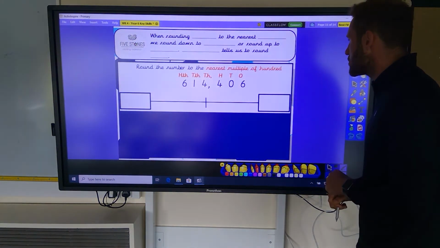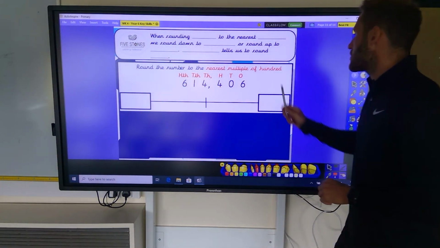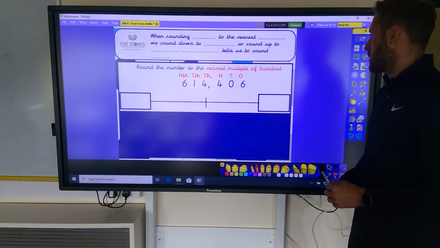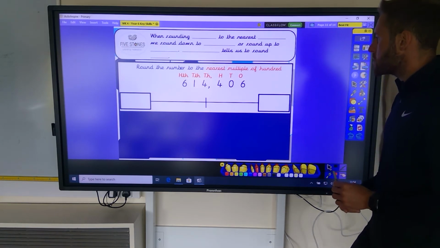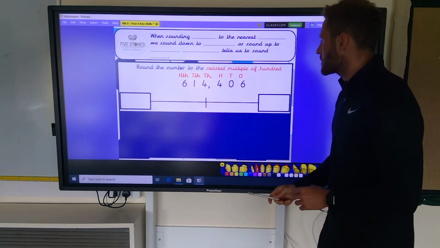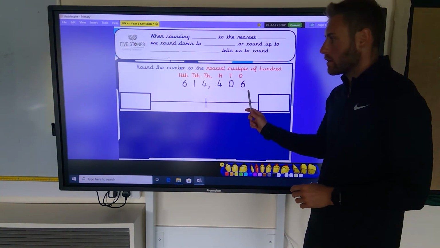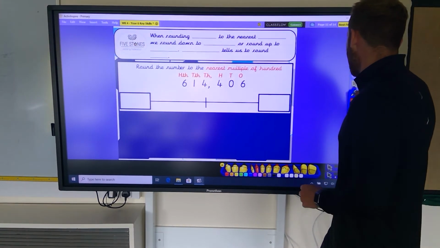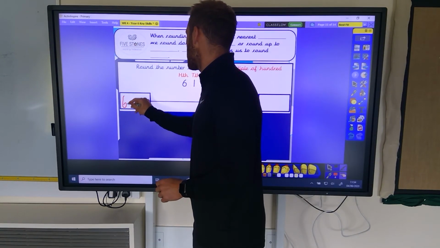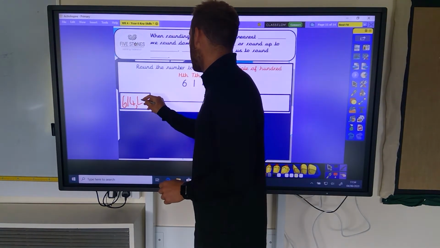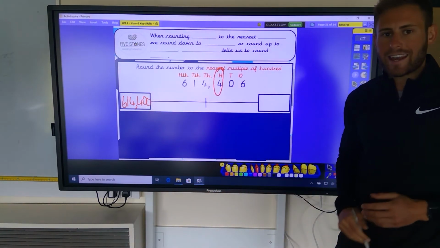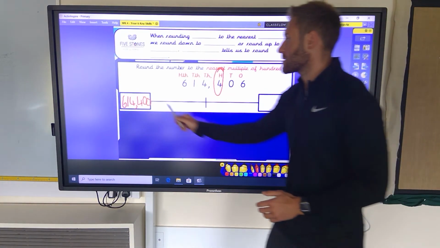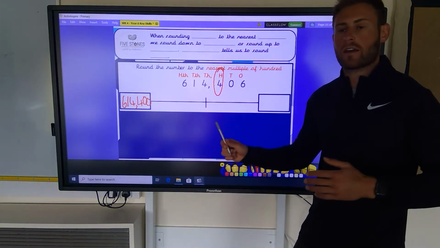Again, helping me out. We are now rounding to the nearest multiple of 100. So at the moment, we are at 614,406. So we're currently at 614,400 because we're looking at that 400 column. The next multiple of 100 will be 614,500.